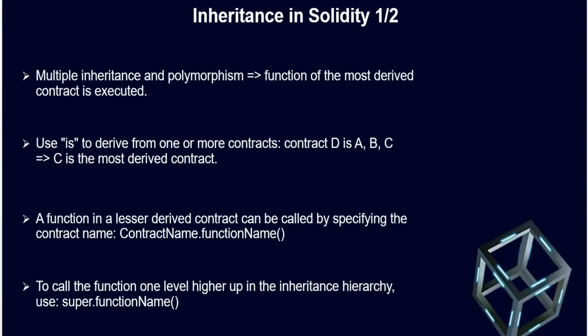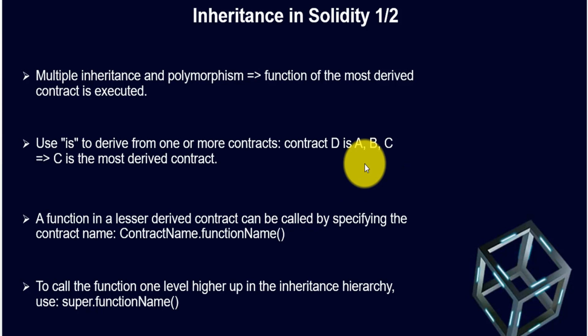So for example, if we have three contracts A, B and C, and we would like to create a new contract D, that inherits from all those three contracts, we would write contract D is A, B, C. The order in which those contracts are listed is important. In this case, A would be the most base contract and C would be the most derived contract.